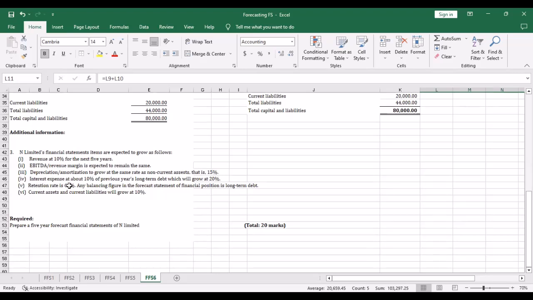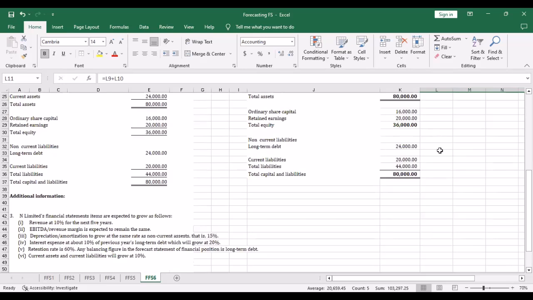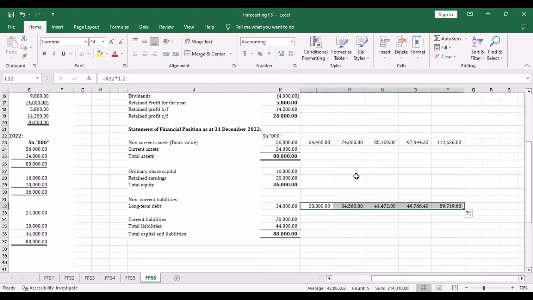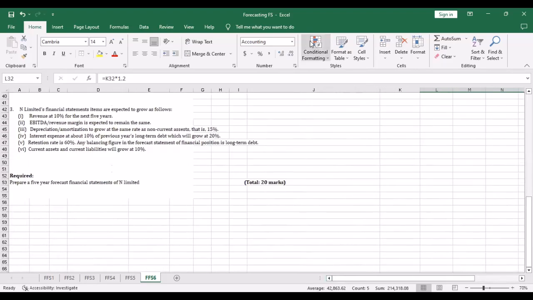Interest expense at about 10% of the previous year loan debt, which will grow at 20%. So here they are telling you the loan debt will grow by 20%. Equal, so this one, you multiply by 1.2, enter. Then you drag. And now interest is the last year's. I can just repeat the additional information. Oh, sorry, let me do it at 100.